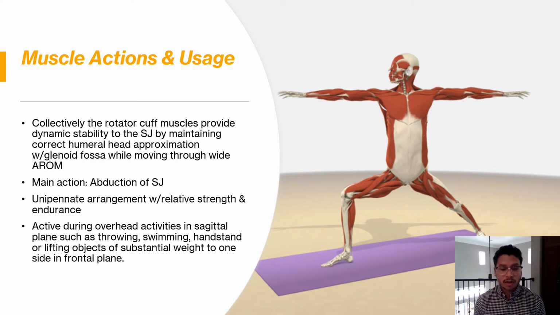It's also active in yoga postures such as handstand and warrior 2, and it's also active when you lift objects of substantial weight out to the side in the frontal plane, as if you were lifting a dumbbell, doing some lateral raises. You strengthen both the deltoid and the supraspinatus muscle.